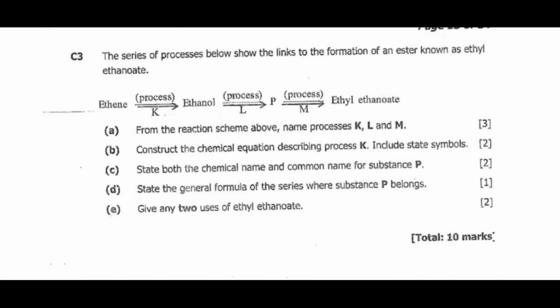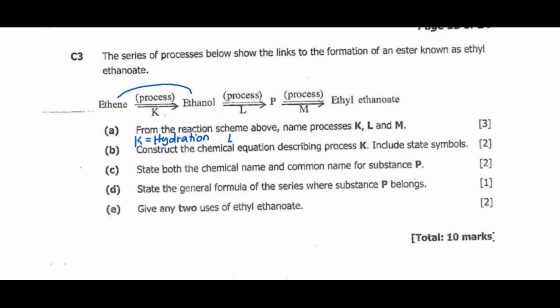The series of processes below shows the links to the formation of an ester known as ethyl ethanoate. Then for A, from the reaction scheme above, name the processes K. So K is changing from ethene to ethanol. So this is hydration or hydrolysis. This is just the addition of water. Whenever you add water to an alkene, you form an alcohol.